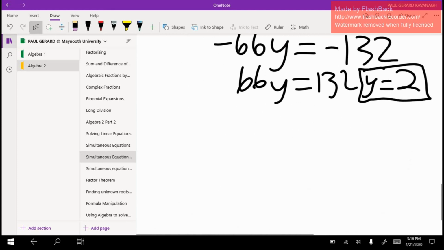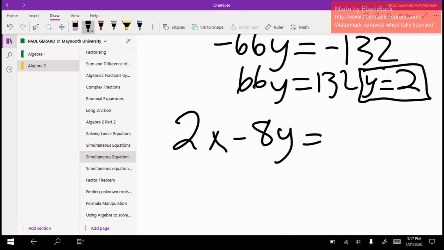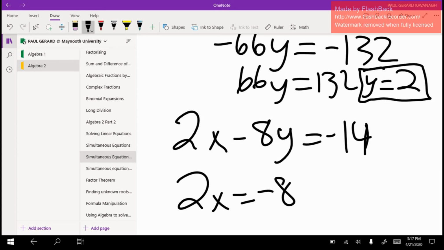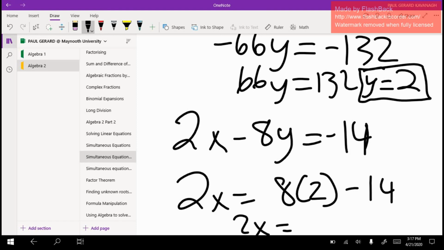So what I'm going to say should be minus 8y is equal to minus 14. Y is, so we're just going to say 2x is equal to, say, minus 14 is equal to, 2x is equal to 1.